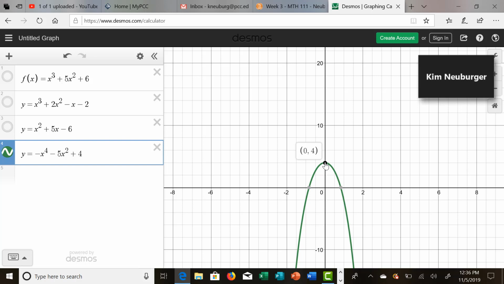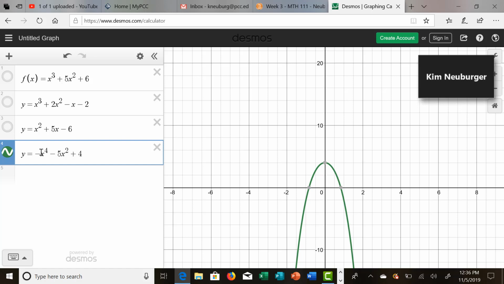Sometimes you don't. Notice that this one crosses the x-axis twice, and it has an absolute maximum at 4. But because of the negative I put out front, it's also going downwards. So as you go to negative infinity or positive infinity, the y values are going to negative. Let's go back to the other one and take a look at it.